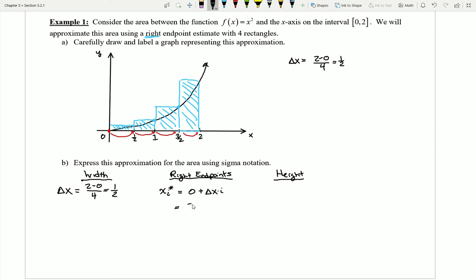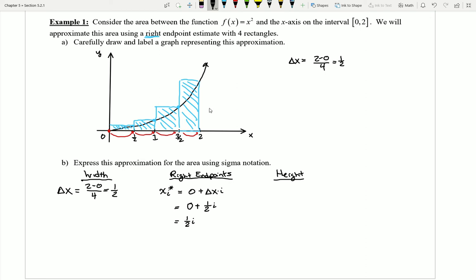Now notice if I simplify this down, this is going to look like 0 plus 1/2 i, or just 1/2 times i. Now you can double check that this actually accomplishes the task that we set out at the beginning. If I plug in 4, this should tell me the right endpoint for the fourth rectangle. And notice if I plug in 4, I calculate the value of 2. And 2 is the right endpoint for my fourth rectangle. So I'm always thinking about starting at the leftmost edge and just adding over the appropriate number of widths, the appropriate number of delta x's.